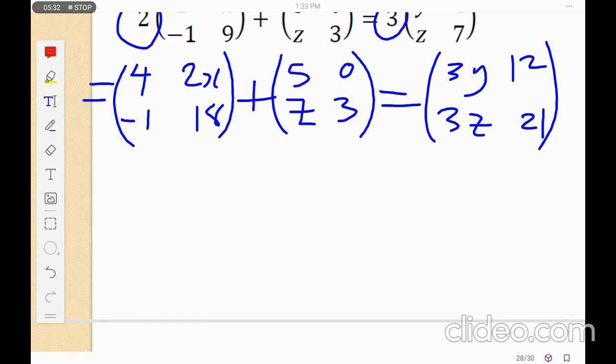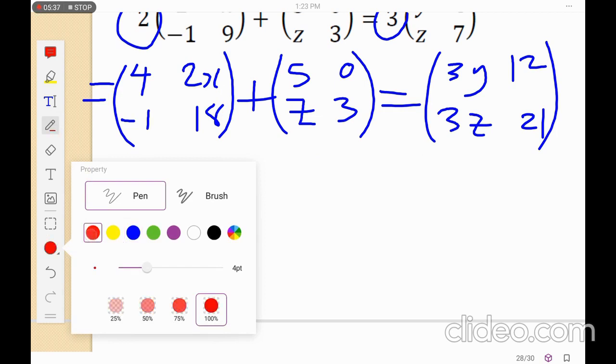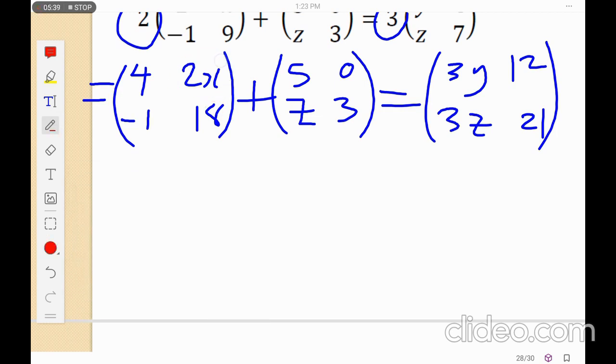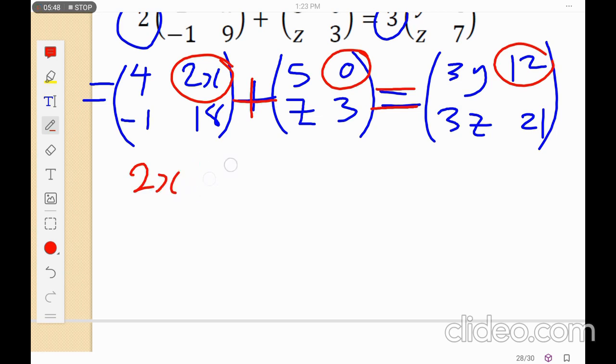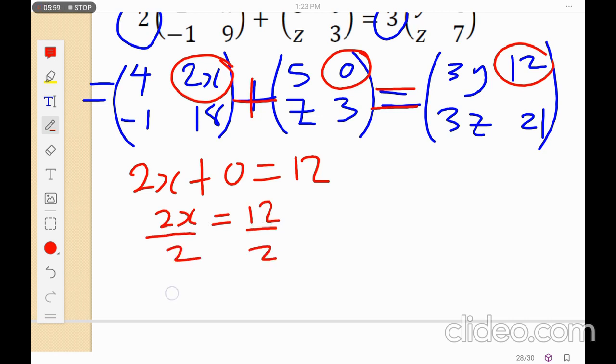Now they want to find the value of x, y, and z. What I'll do is this. I'm going to use a red one. My x is here, so I'm going to take corresponding elements, this one and this one, not forgetting these signs. Okay, so it will be 2x plus 0 is equal to 12. I will get 2x is equal to 12. Okay, so I can divide by 2, here by 2. So my x is equal to 6. So that's the value for my x. We are done with x.